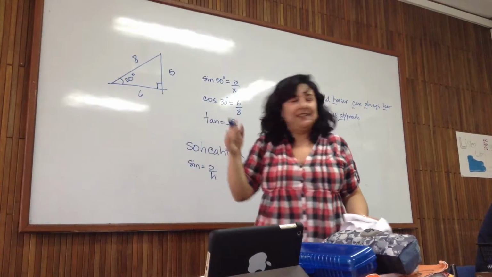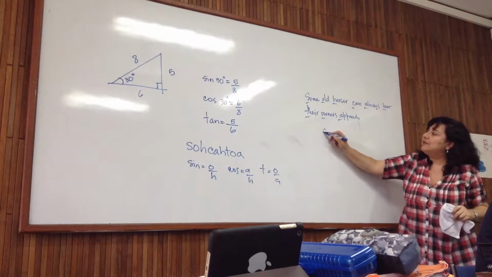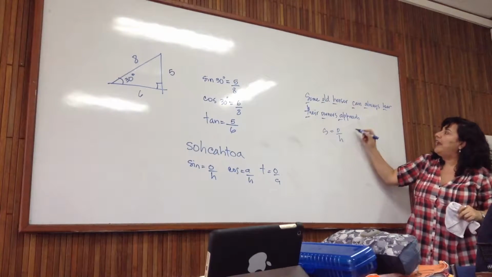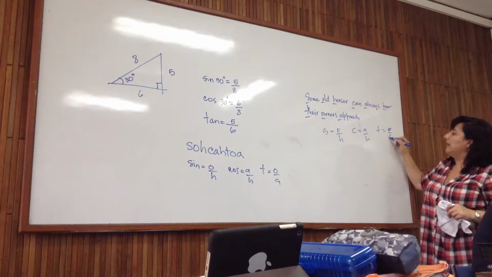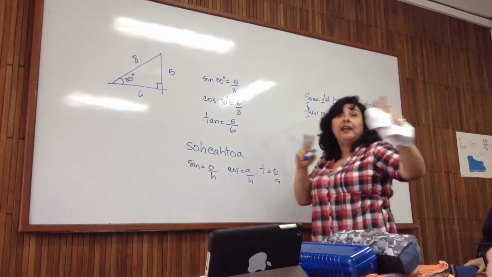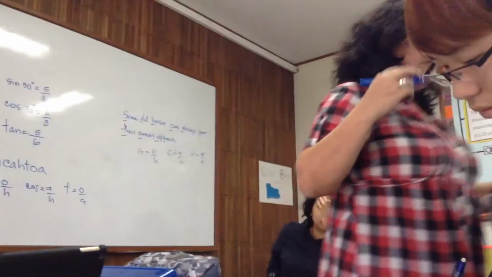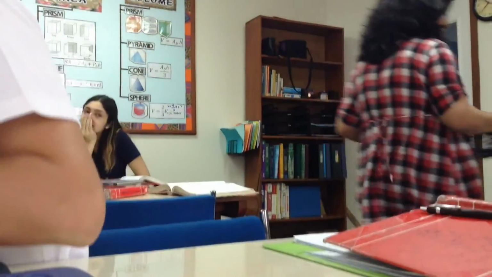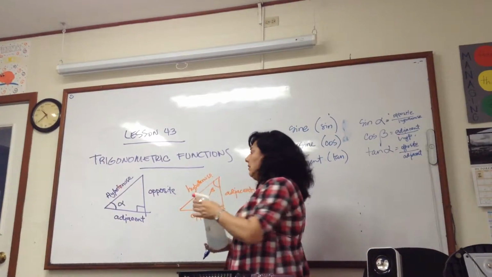Okay, so we've got S: sine equals O over H, C equals A over H, T equals O over A. Does everybody see that? Easy, right?